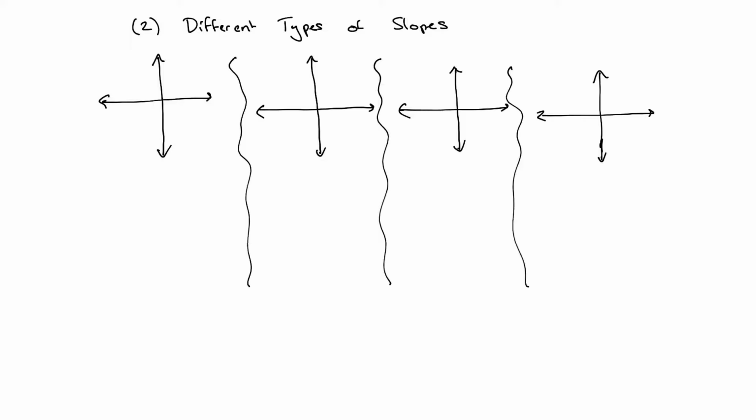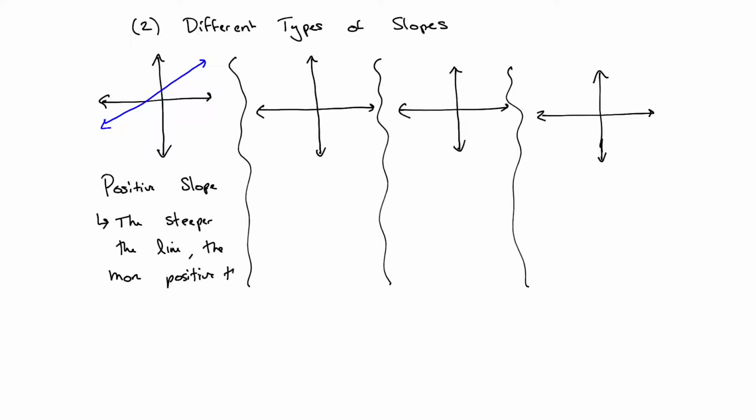If you have a line that starts in the bottom left and goes to the top right as you move from left to right, this has a positive slope. As a subnote, the steeper the line, the more positive the slope. Meaning that the slope number, the m value, is going to be bigger.